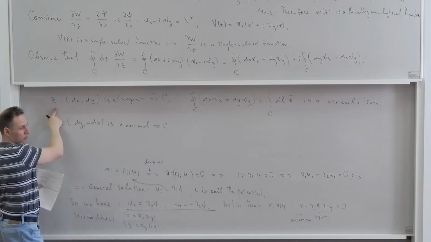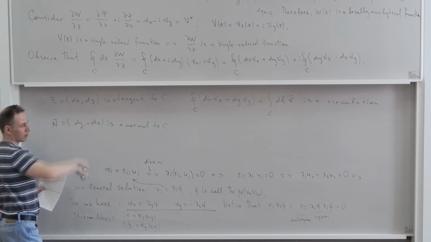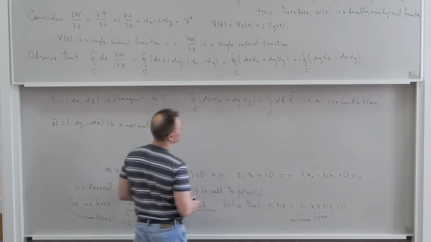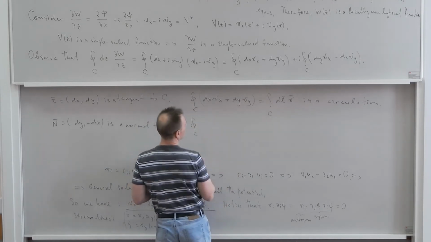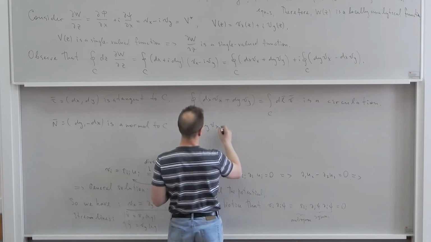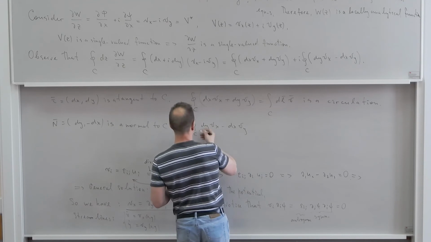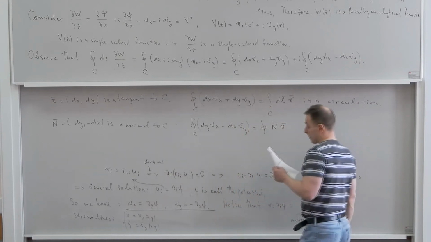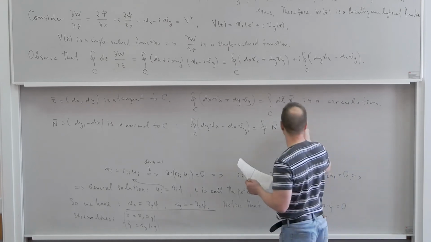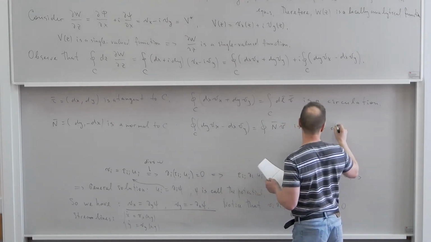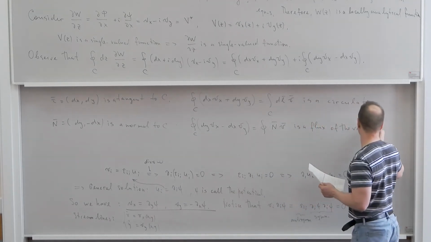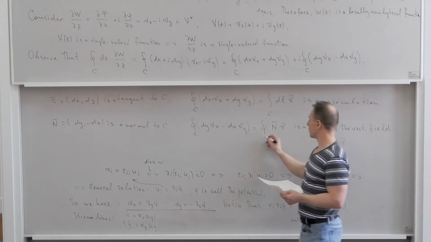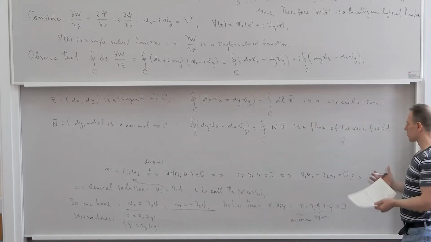Because it is orthogonal to the tangent vector tau, as you can check by taking the scalar product of these two vectors, and it is zero. Then it follows from this observation that the second integral is a flux of the vector field V through the contour C.